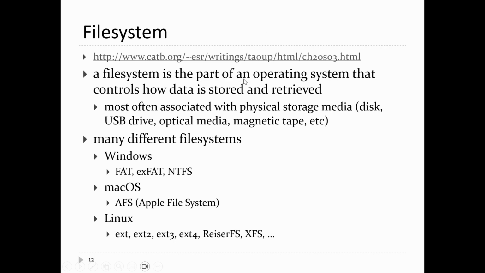All right, so what is the file system? The file system is the part of the operating system that controls how data is stored and retrieved. So you're working on your computer in a terminal.